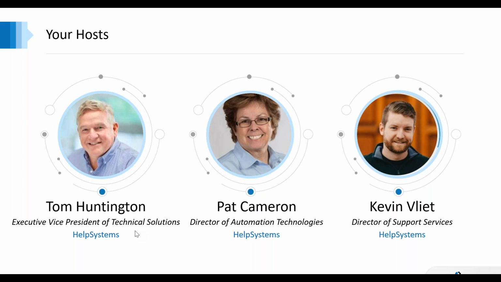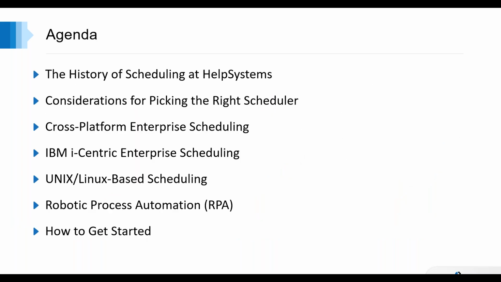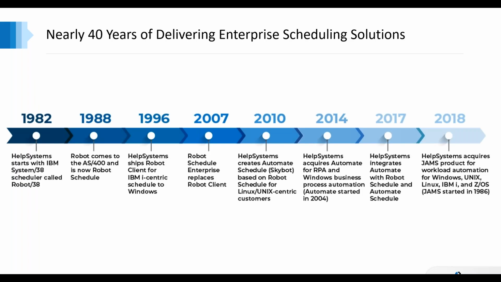Let's move on to our next thing. We'll share a little bit about our history of HelpSystems. We're going to give you some considerations for picking the right scheduler. We'll talk about cross-platform enterprise scheduling, IBM i-centric enterprise scheduling, Unix and Linux-based scheduling today, robotic process automation, and how to get started. And we're going to do this all in about 30, 35 minutes. So we've got a lot to cover. Feel free to put questions in as we go through today's session. Also, we'll have some polling questions, so we hope you can take some time and answer those.